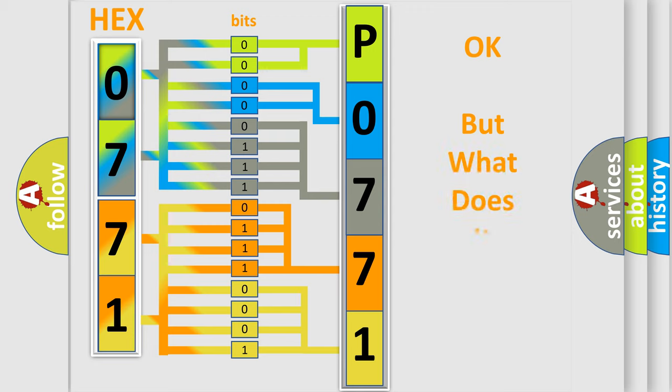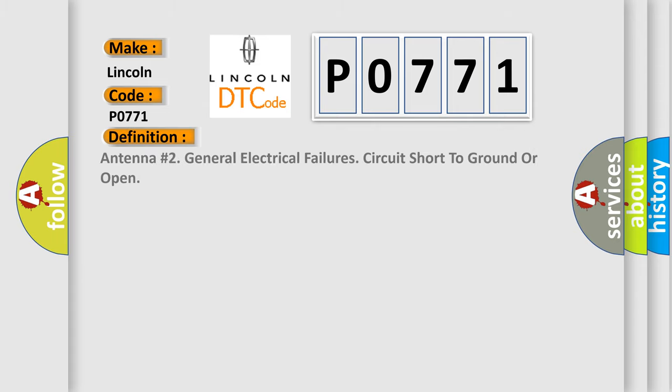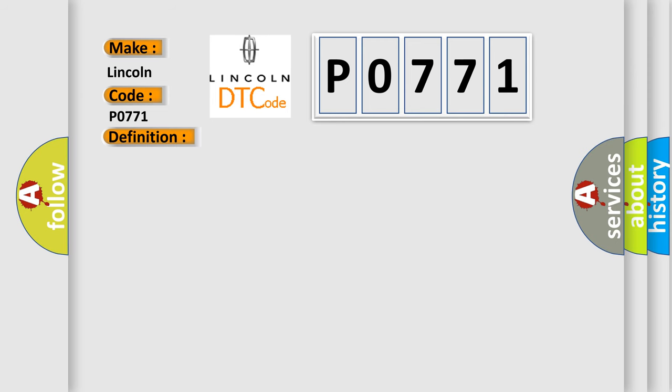The number itself does not make sense to us if we cannot assign information about what it actually expresses. So, what does the Diagnostic Trouble Code P0771 interpret specifically for Lincoln car manufacturers? The basic definition is: antenna number 2 general electrical failure, circuit short to ground or open. And now this is a short description of this DTC code.